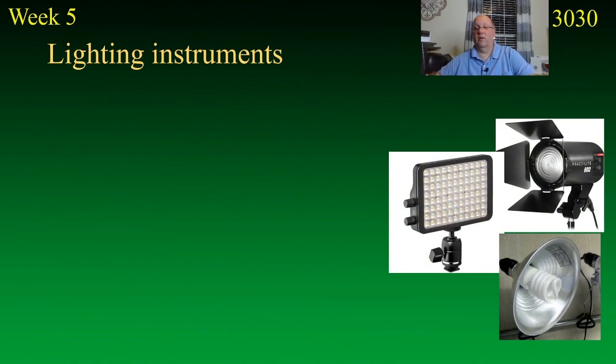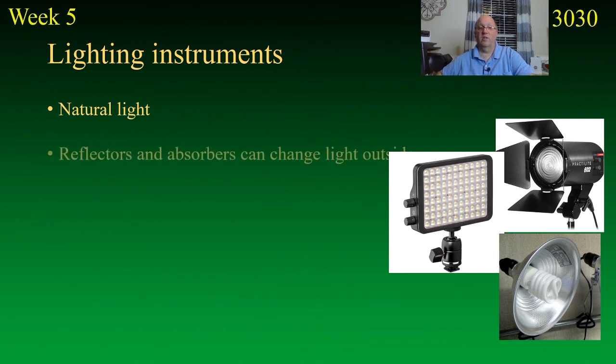Lighting instruments. We have three basic types of instruments, really four now. Natural light. We'll call that out first. Natural light is sunlight, and if you put up a reflector or a flag or something like that, you can bounce sunlight into your subject, and you can basically create a second light just by reflecting a light that's already there. So natural light would be one type of lighting instrument.